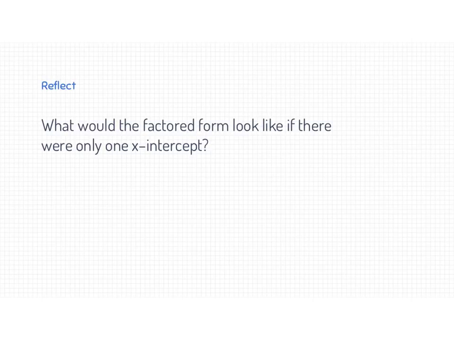Reflection question here: what would the factored form look like if there were only one x-intercept? Think through that, and think through what the graphs looked like graphically. If you want to play around on Desmos, you can do that, and we'll discuss this in class.